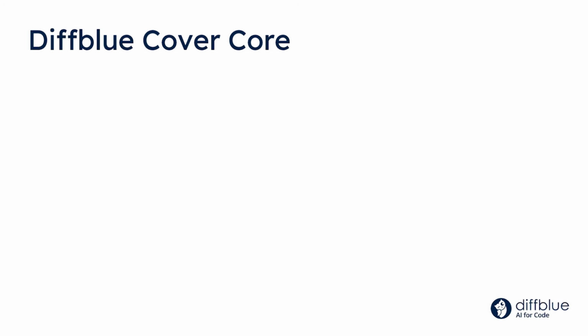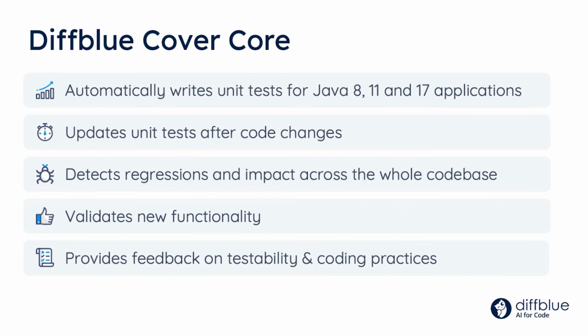We've seen how you can use Diffblue Cover. Let's summarize the 5 ways it can help Java developers. It automatically writes unit tests for your Java code. It updates these unit tests after code changes. It detects regressions and the impact of these regressions across the whole code base. It helps validate new functionality, and it provides feedback on testability and coding practices.